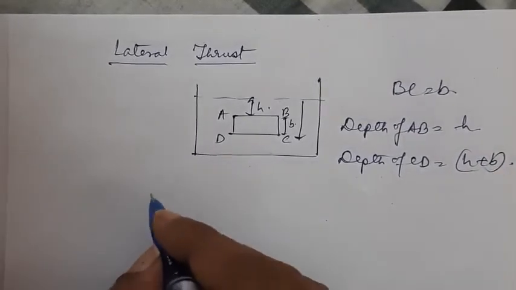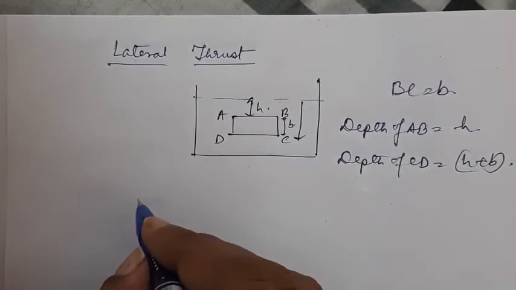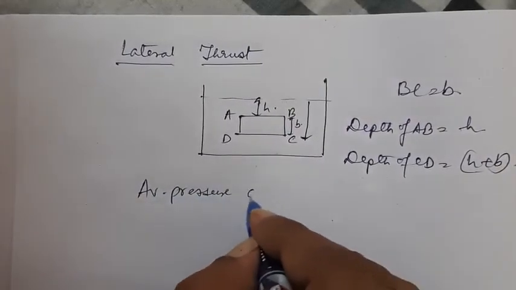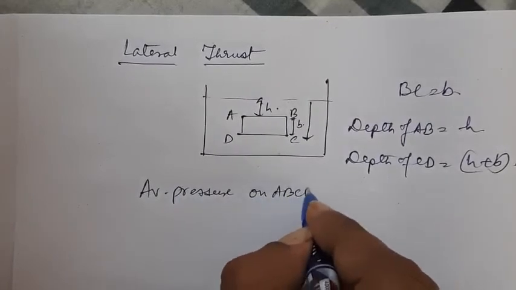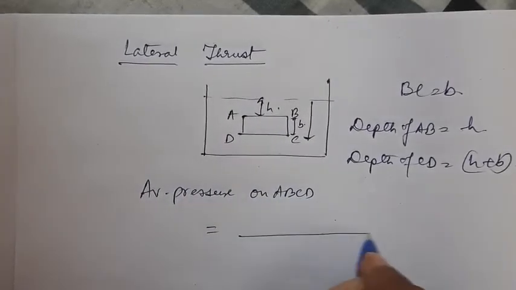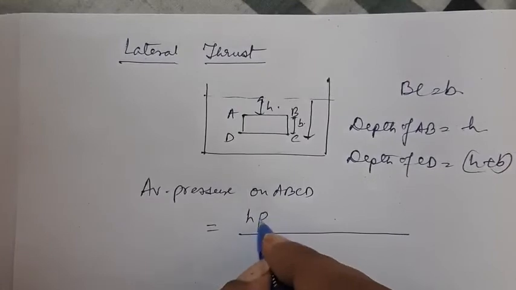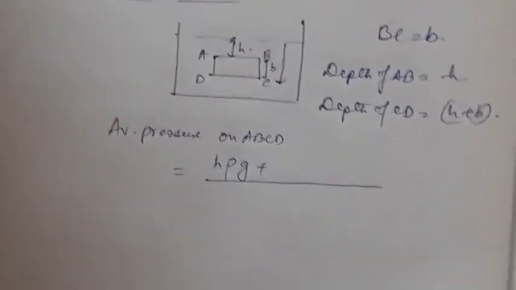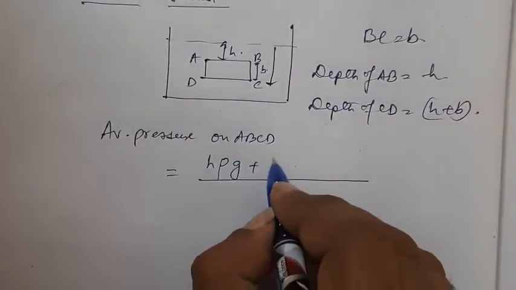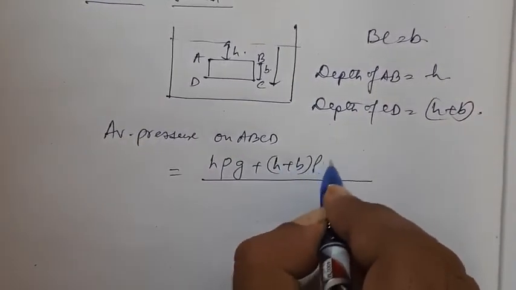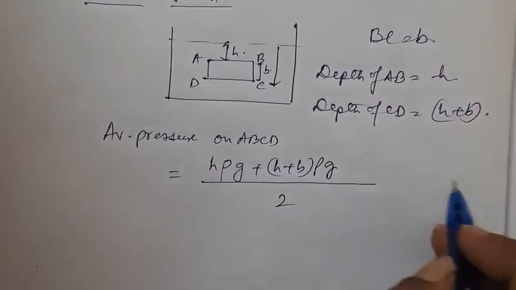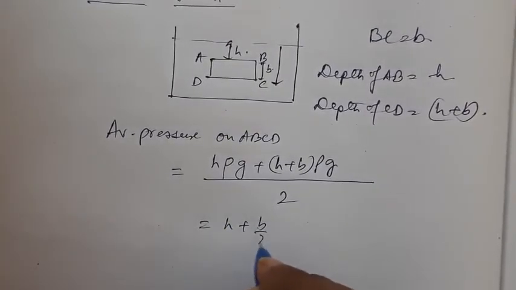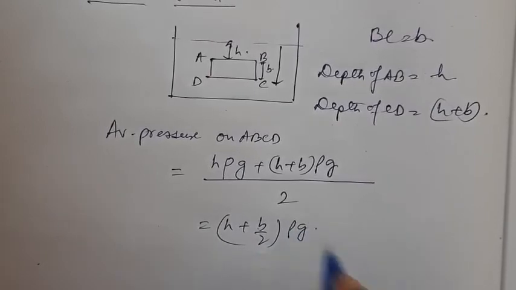Now we find the average pressure on the surface ABCD. Average pressure on ABCD is h rho g plus h plus b into rho g, divided by 2. You can write density as rho or as d. So it becomes h plus b by 2 into rho g.